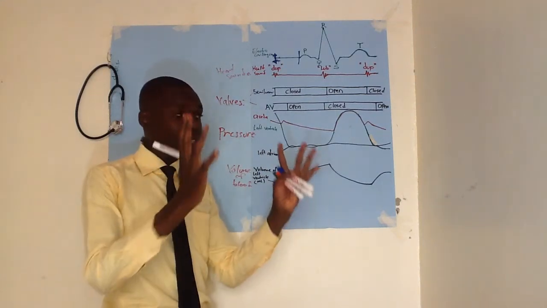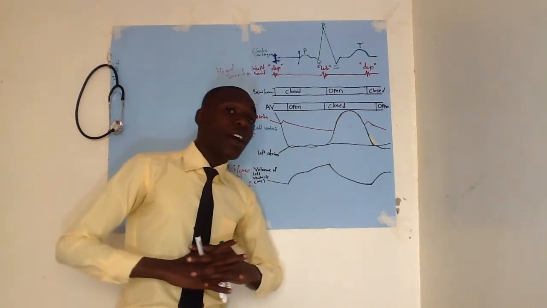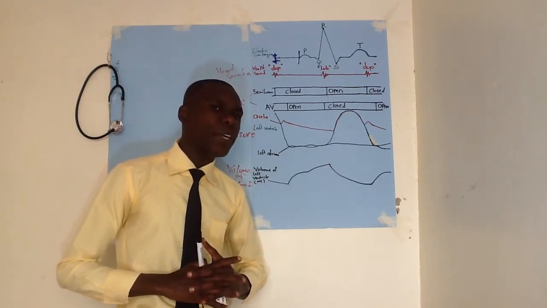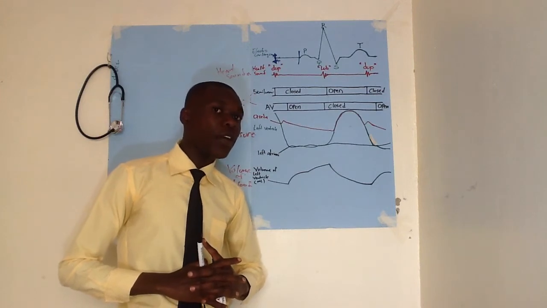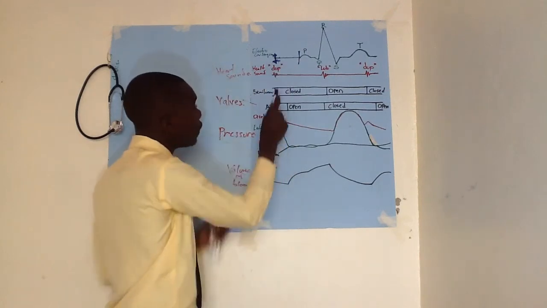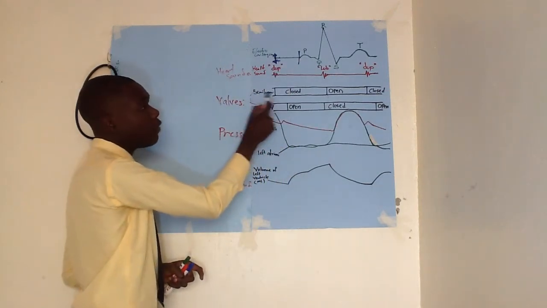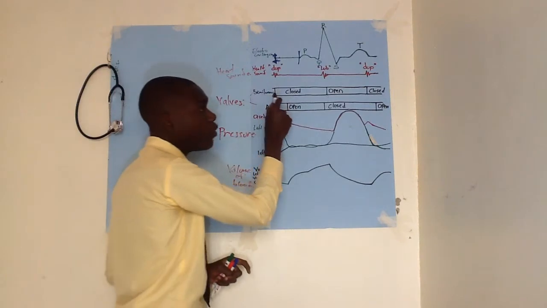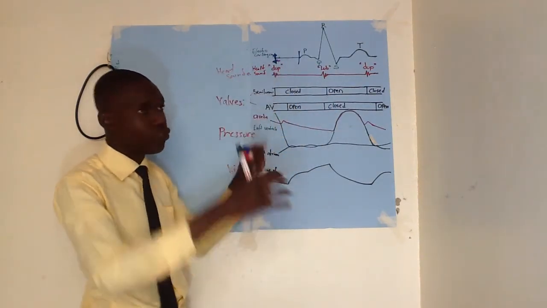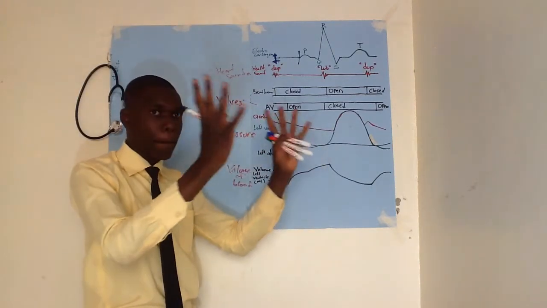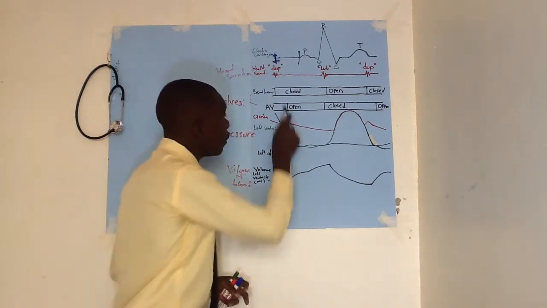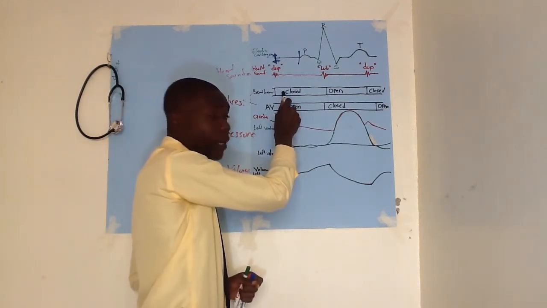And when that sound comes in, dub, it means the arterial valves have been closed, or rather we can call them the semilunar valves. The semilunar valves have been closed. So at that state, the semilunar valves are going to be closed by the blood which is trying to come back to the ventricles. They are going to be shut closed.